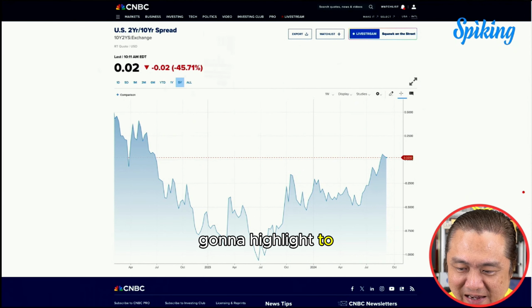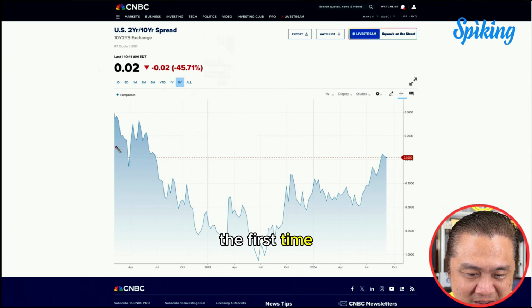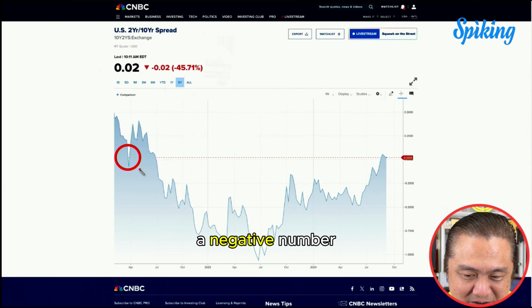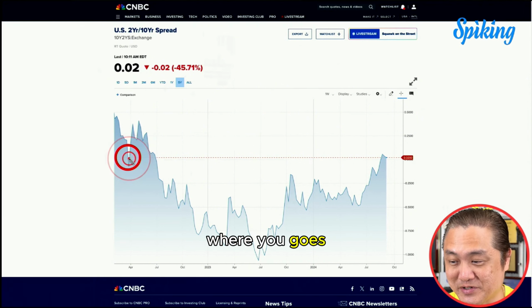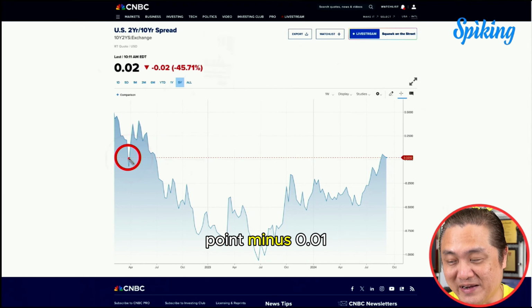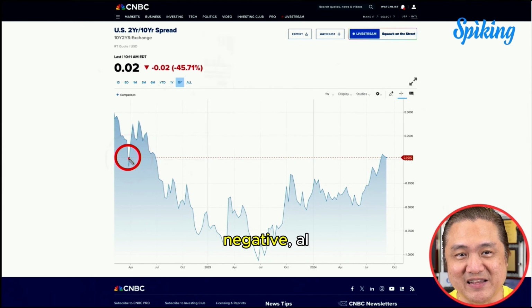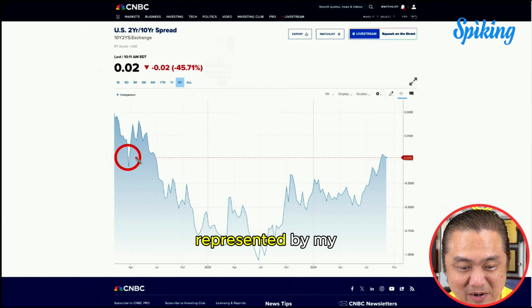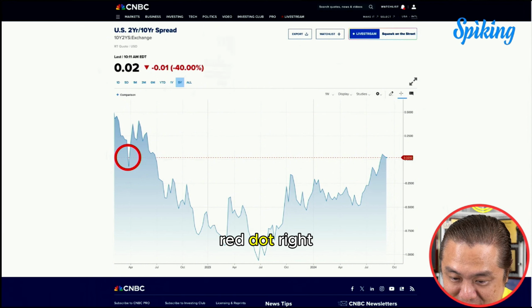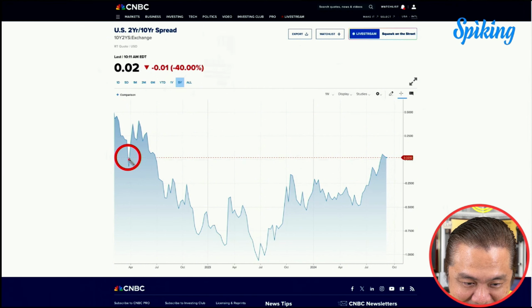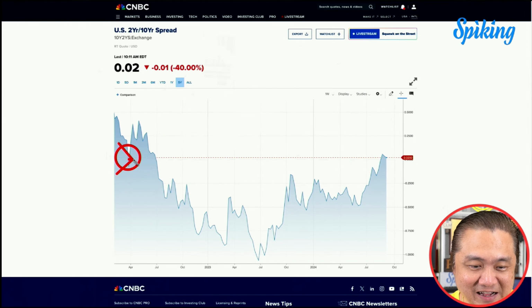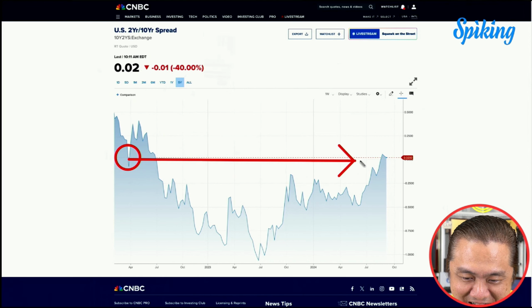So I'm going to highlight to you the first time the spread hits a negative number, found right here. Ding, ding, ding, ding. Where it goes negative, like minus 0.01. That is a negative, all right? So that is represented by my red dot right there. And are you ready? Here we go.